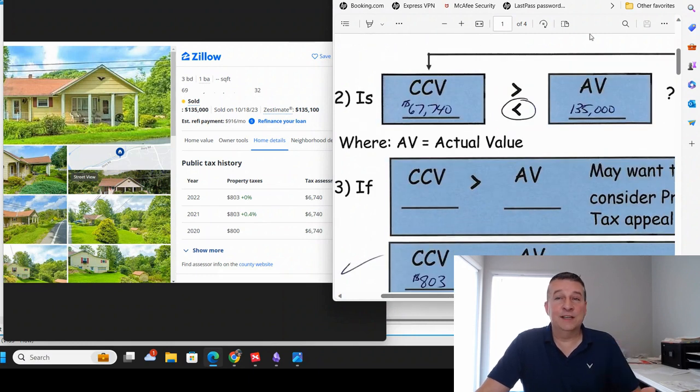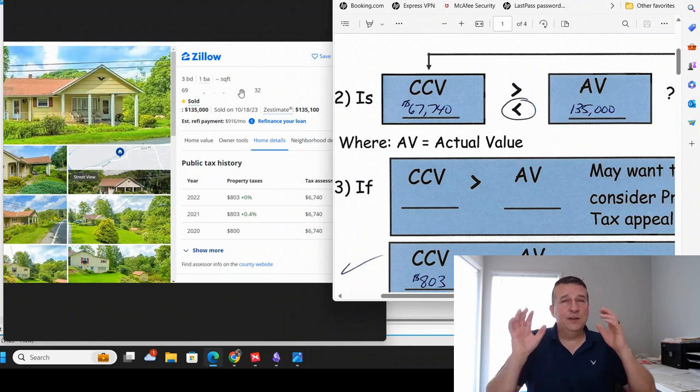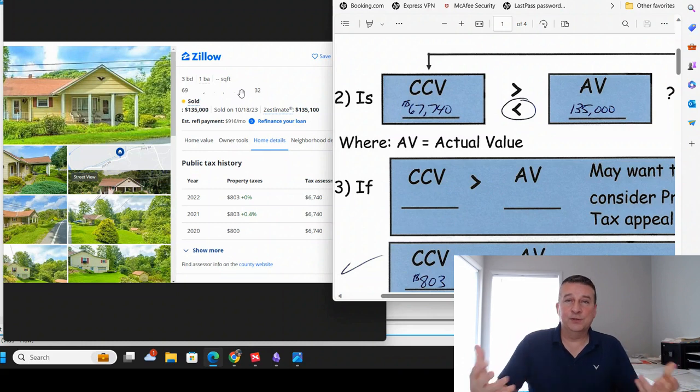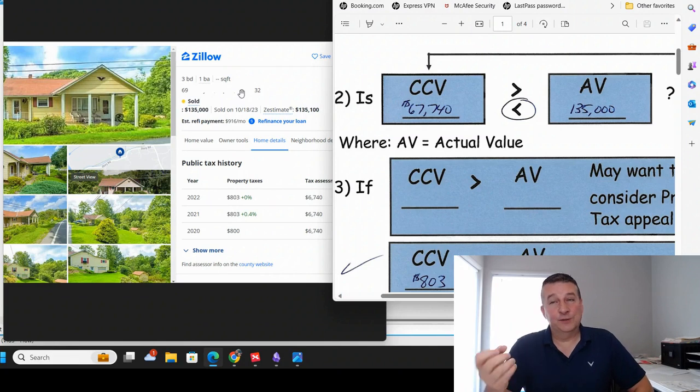67,740 is less than the sales price, and I'm using the actual value as the sold price. I'm going to assume that these properties that sold were all done at arm's length transactions where it was exposed to the market for the right amount of time in order to generate offers that were acceptable to the seller. Pretty simple. So we have 67 versus 135.